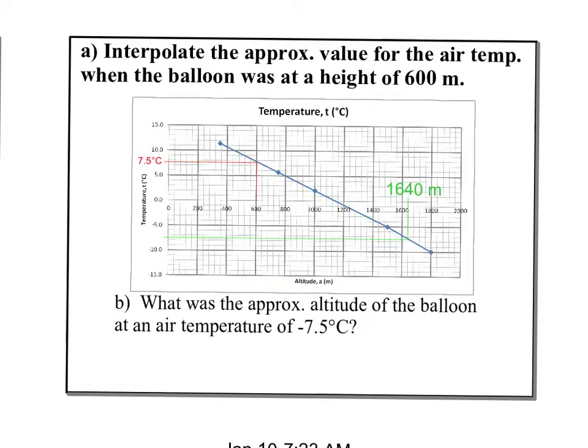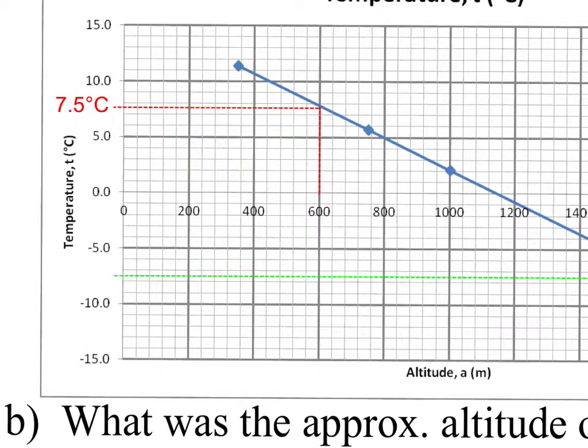So ignoring the green and the red numbers there for the moment, for part A, you have to find the air temperature when the balloon is at 600 meters. So what you do is you start at 600 meters, which is right here, and you draw a line straight up, all the way up to your line graph.